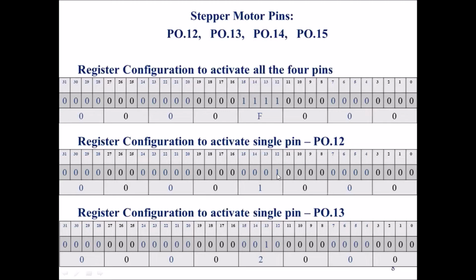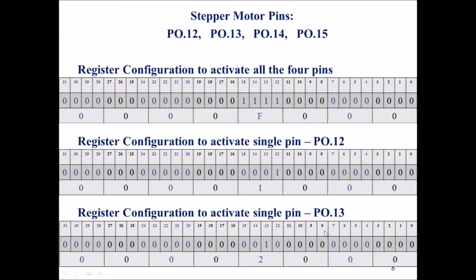So if you convert this binary data into hexadecimal, 0001 is the binary representation. If you convert that binary representation to a hexadecimal representation, then it will be called 1. So the final register configuration after converting to hexadecimal is 40100. 40100 is the register configuration to activate the port 0 pin 12.